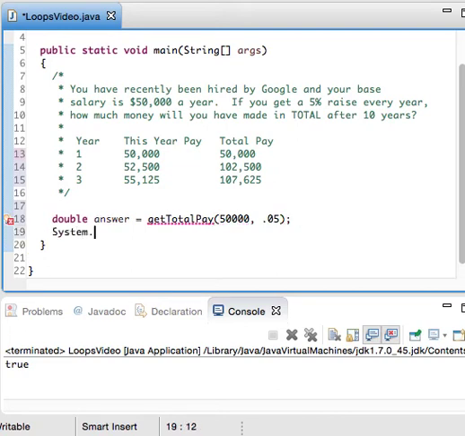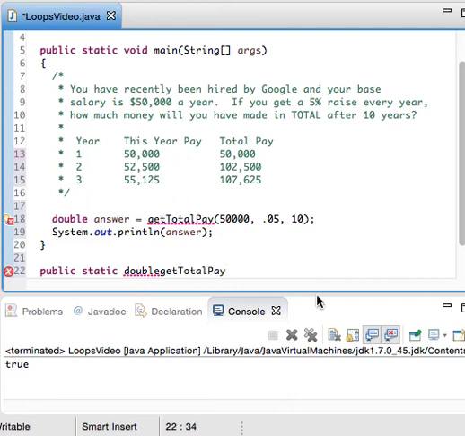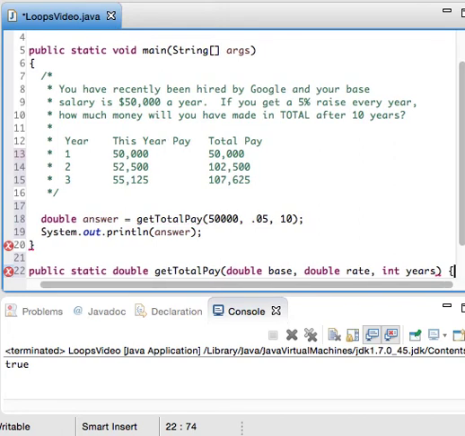And then I'd like to print out my answer. Oh, I need one more parameter, don't I? I need three parameters. The third parameter will be the number of years that I will be working at Google. All right, so I'm going to make this method public static double because the result is a double. Get total pay is the name of the method. And then I need three parameters: double base, double rate, and int years. It's probably reasonable to make that an integer.